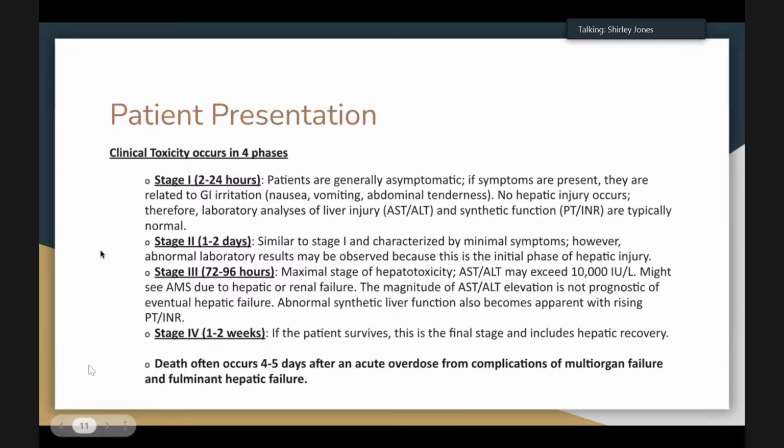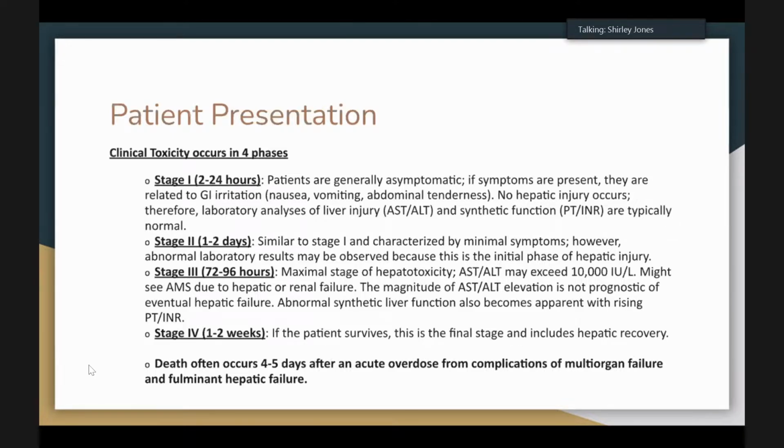So you might see a little elevation in their liver enzymes. Stage 3 is 3 days in, and then they are at maximal hepatotoxicity. Their liver enzymes might be greater than 10,000. You might see altered mental status because of hepatic failure or renal failure. And their prognostication of eventual hepatic failure does not depend on how high their liver enzymes are.